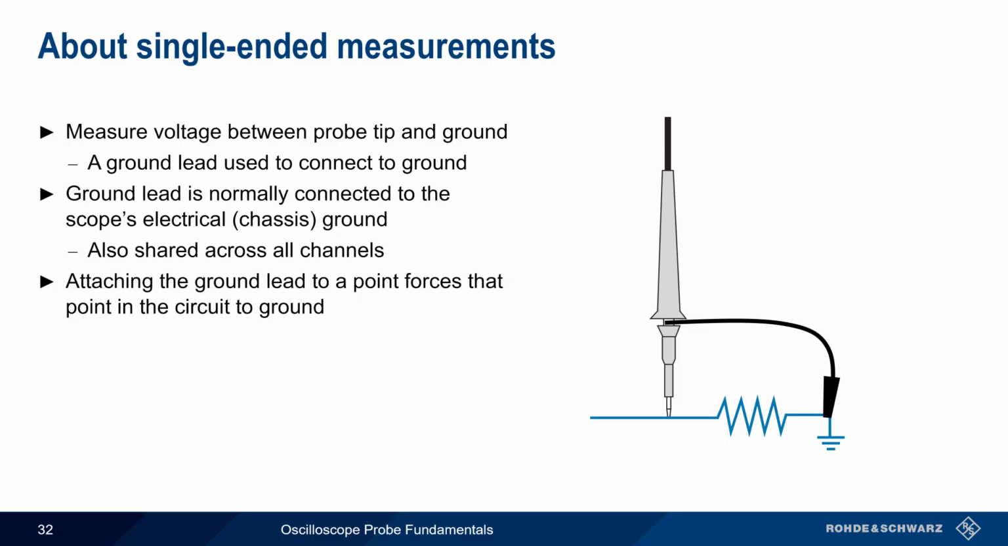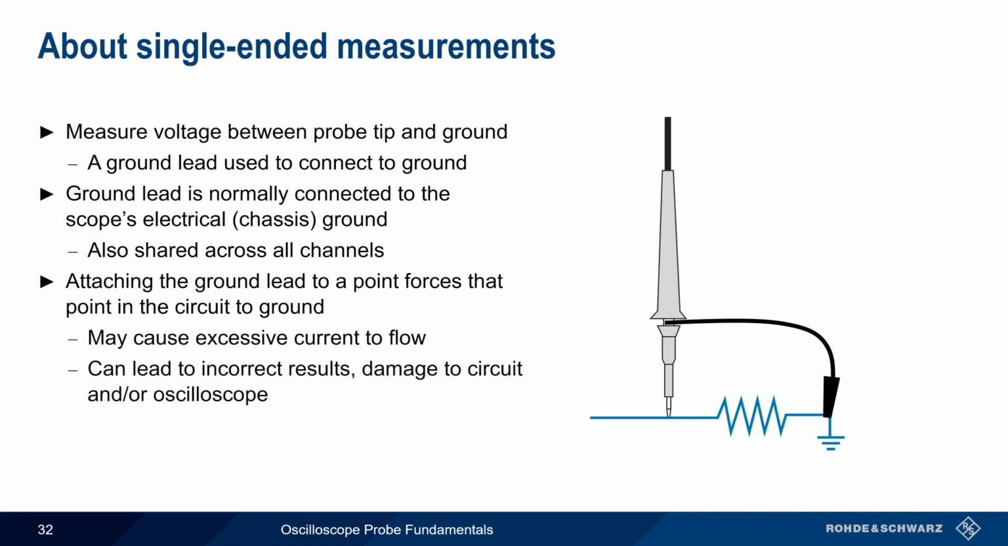One potentially undesirable consequence is that excessive current can flow through this ground connection, leading to incorrect results and damage to the circuit and/or damage to the scope. At high enough current levels, this unintentional connection to ground can even be a safety hazard to the human operator of an oscilloscope.